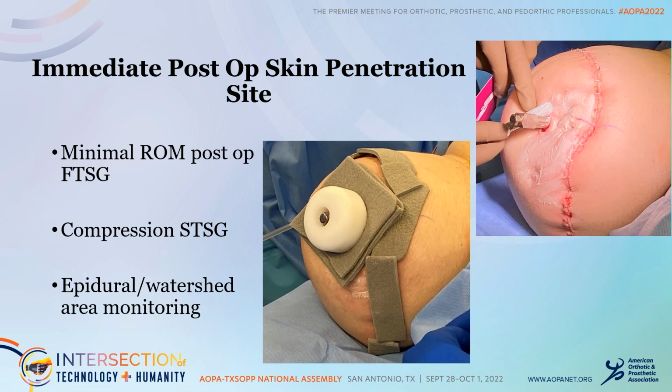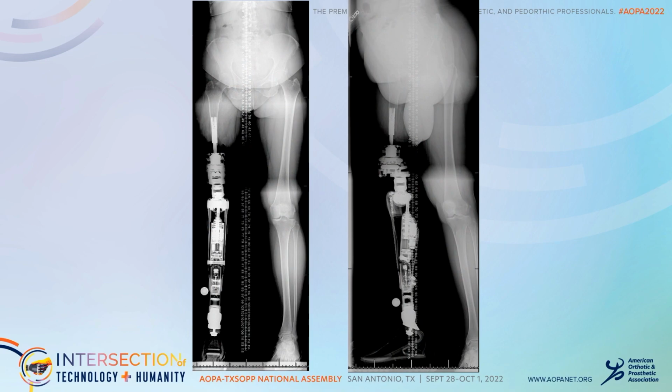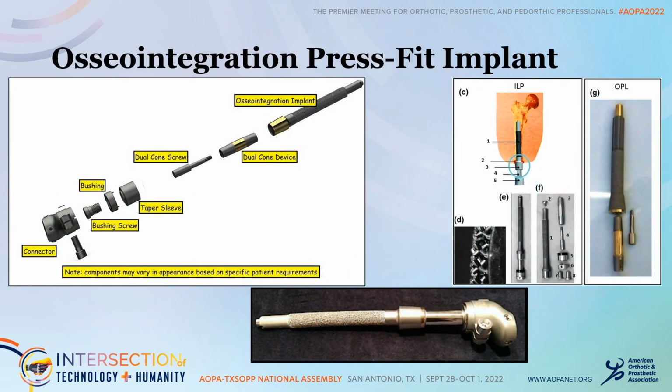During the initial 6 weeks after stage 2, it's critical that we don't have a lot of motion. We want that skin graft to take and the soft tissue envelope to heal. And we want to watch the skin grafted area of the skin penetration site and that watershed area that may have compromised blood flow. If all goes well, which it usually does, or very often does, then the patient looks like this postoperatively.